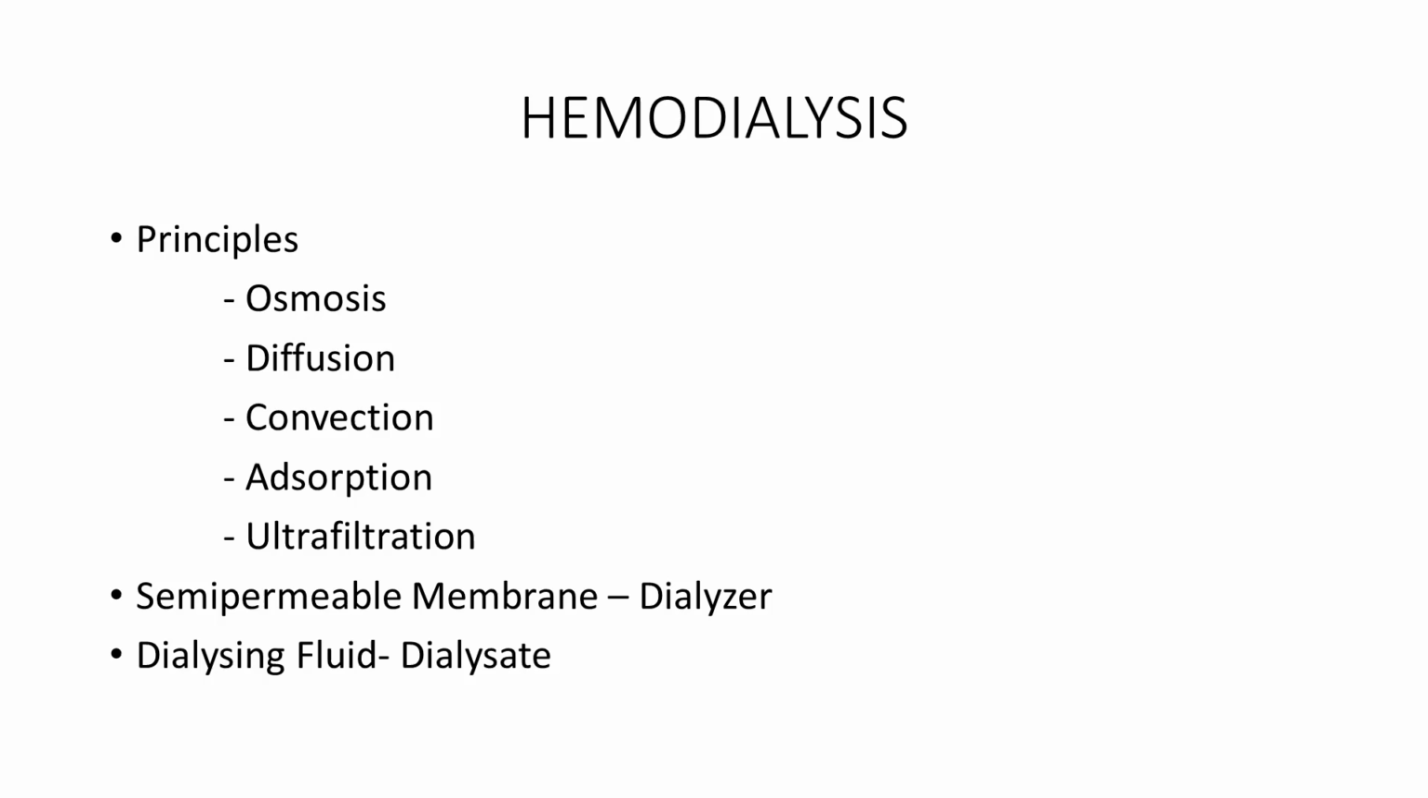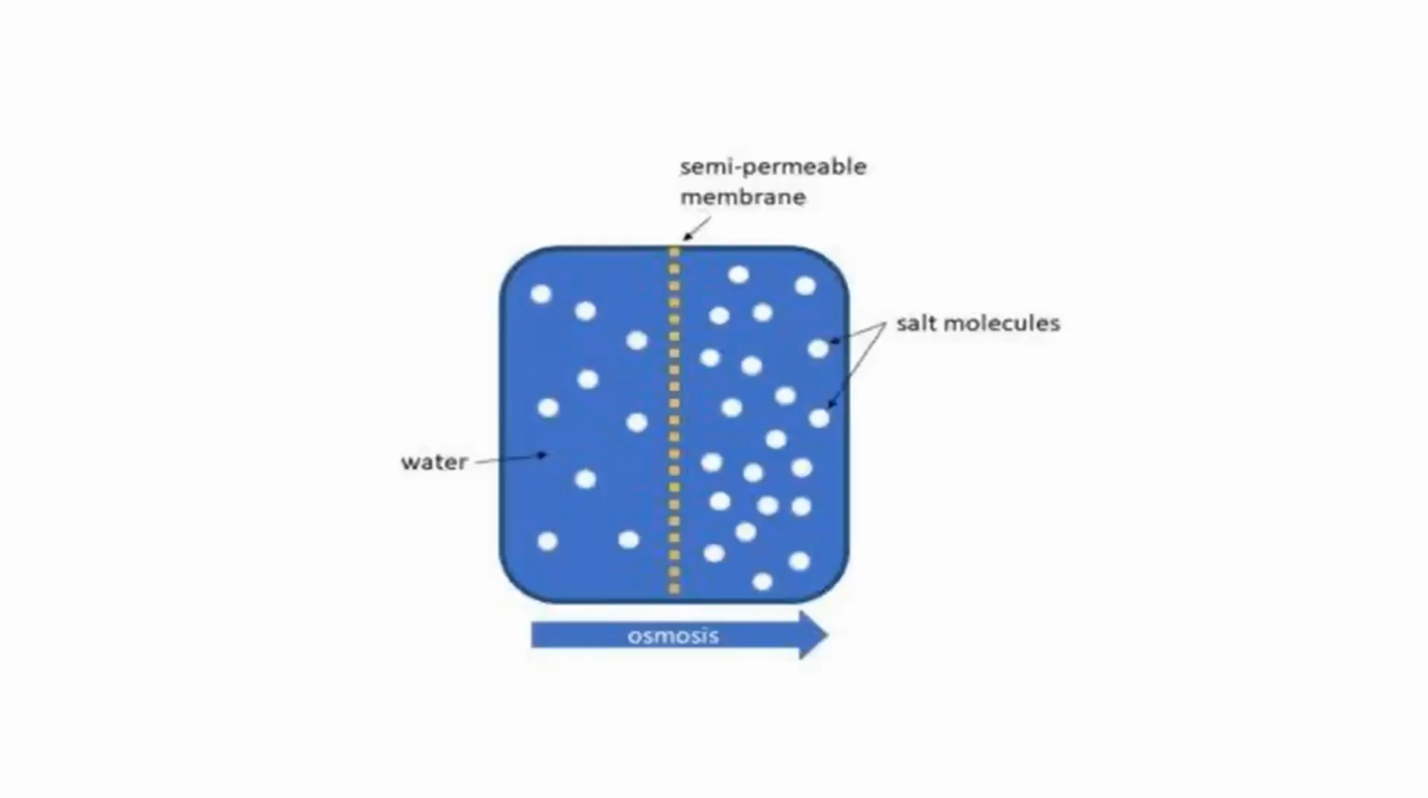Now, I am sure you have to recall your intermediate and O-level basic physiology of osmosis, diffusion, convection, adsorption, and ultrafiltration. Basically, osmosis is a movement of water from lower concentration towards the higher concentration. And of course, it has to be separated by a semi-permeable membrane. This is a basic osmosis procedure from lower concentration to higher concentration.